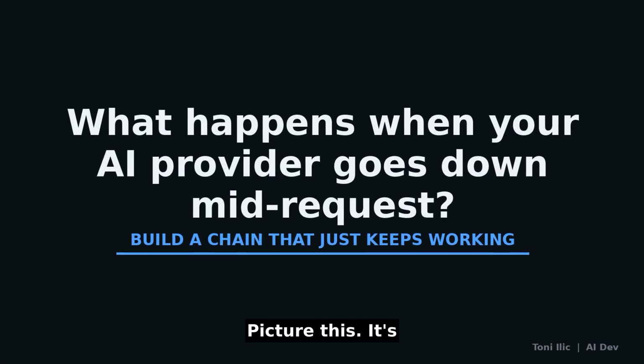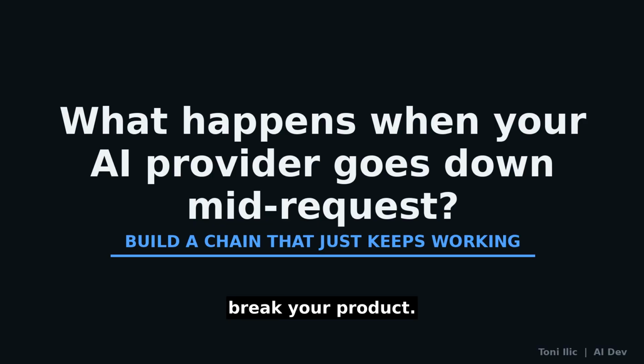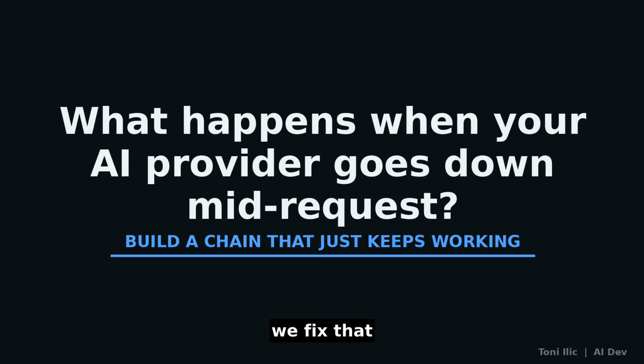Picture this. It's the middle of the day, your app is humming along, and then your AI provider returns an error, or simply times out. Every feature that depends on it freezes at once. If you call a single model directly, one outage is all it takes to break your product. In this tutorial we fix that for good.